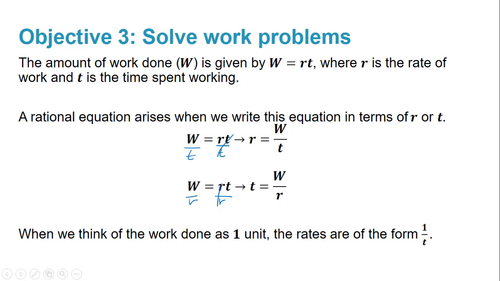We can apply this work problem when we have two or more people who are working on the same task, but they work at different rates. And when we do these problems, we're going to think of the work done, whether it's painting houses, painting rooms, or making products, as one. So we're going to think of that as just one unit or one job. And so the rates are going to be of the form 1 divided by T, where T is the time it takes for each of those people to complete the particular task.